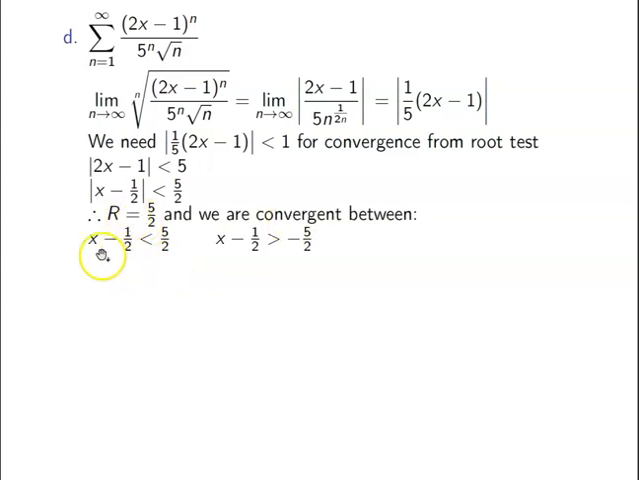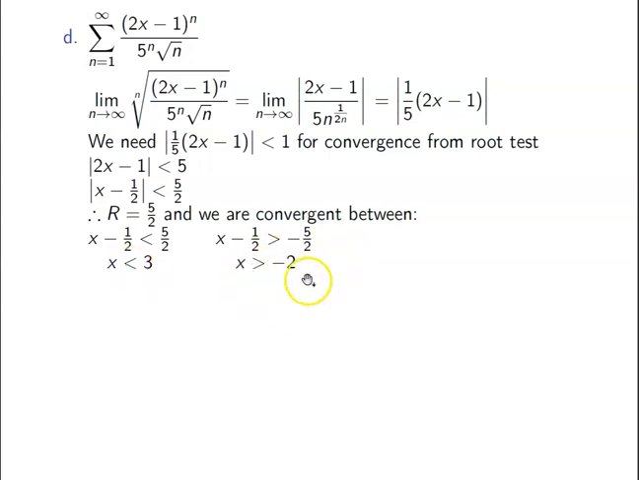So I'm convergent between, if I separate this into its two pieces, negative 1/2 less than 5/2, and then the opposite of that, which is switching the sign and making this negative, and then I just add 1/2 to both sides. That'll give me less than 3, but more than -2. So I know I'm convergent in between this interval.